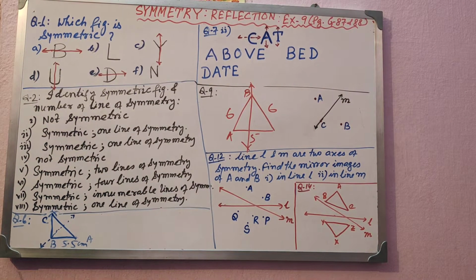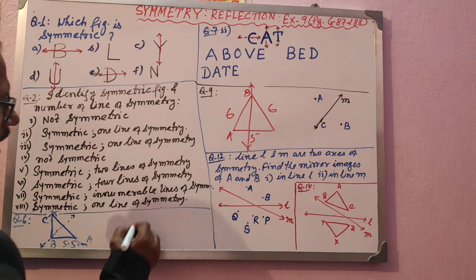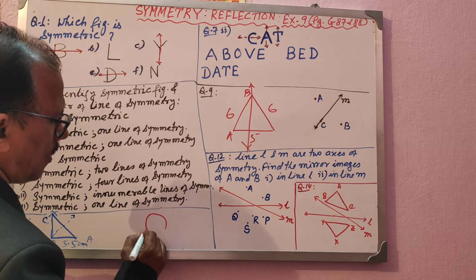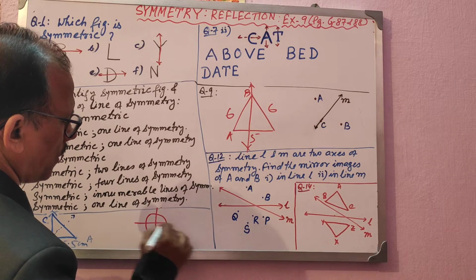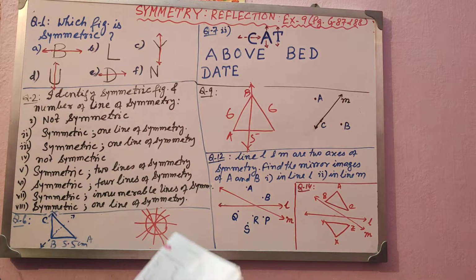Now question number 7, under this you are asked about a circle. A circle will have how many lines of symmetry? Infinite or innumerable. Innumerable will be the perfect word. Innumerable lines of symmetry a circle will have.